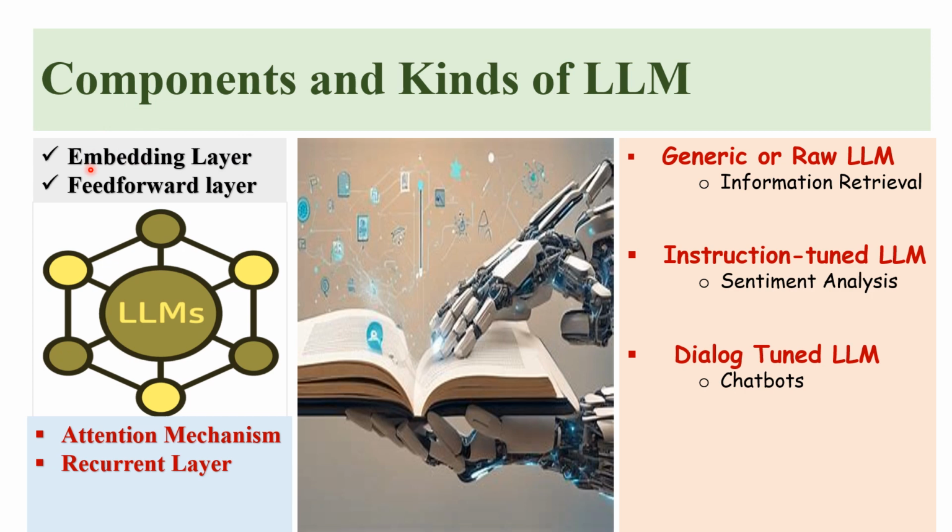Embedding means understanding context. Feed forward layer means understanding user's intent. Then we have recurrent layer, which means we are capturing the relations between the words in the sentences. Suppose: he went to the temple. Now, he and temple, how are they related? He went there, right? So we are understanding the relations between the words.